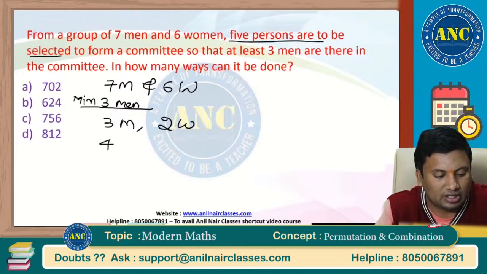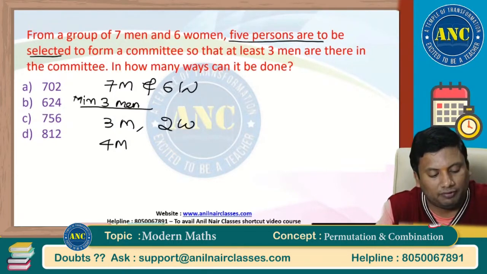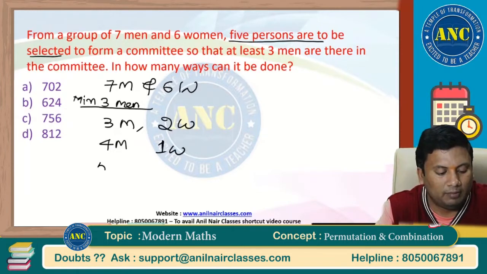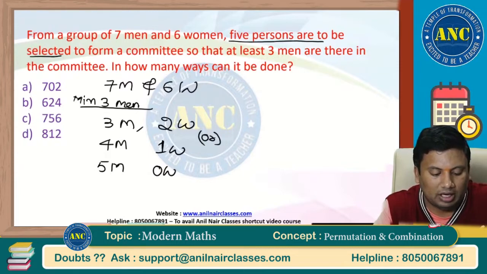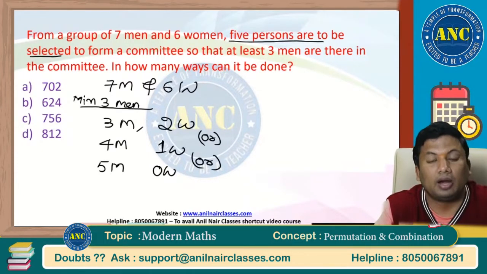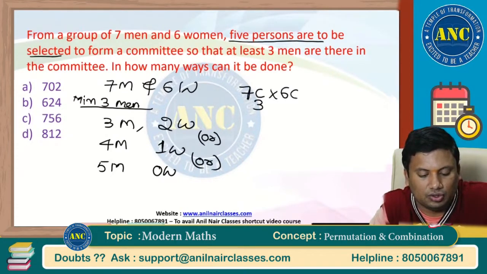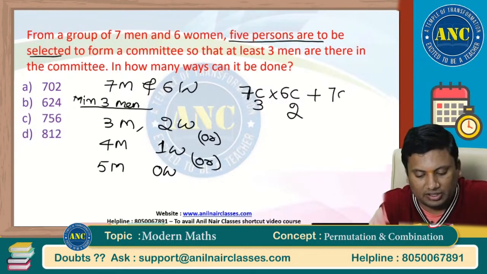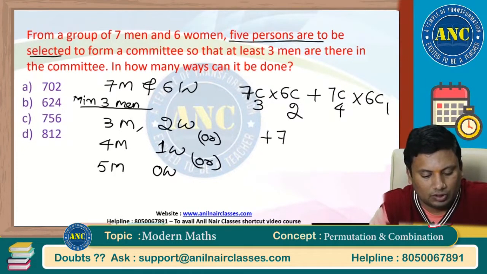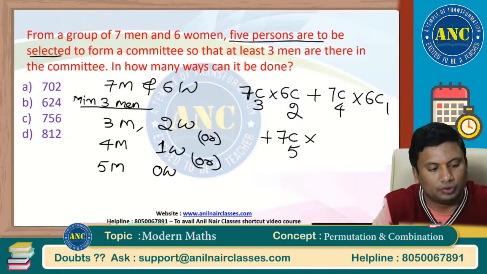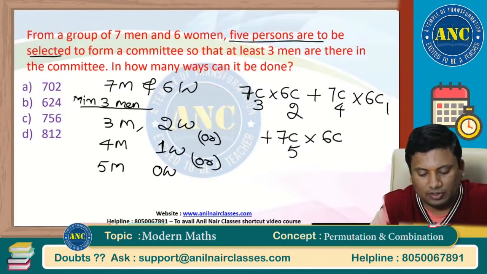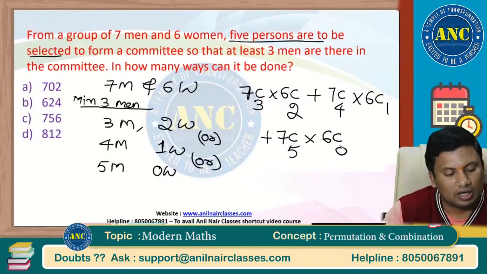Minimum 3 men, so it could be 4 men and 1 woman. Minimum 3 men, it could be 5 men and 0 women. Now again see here. This is nothing but 7C3 into 6C2. Why into? It is an AND condition. Or 7C4 into 6C1 plus 7C5 into 6C0.